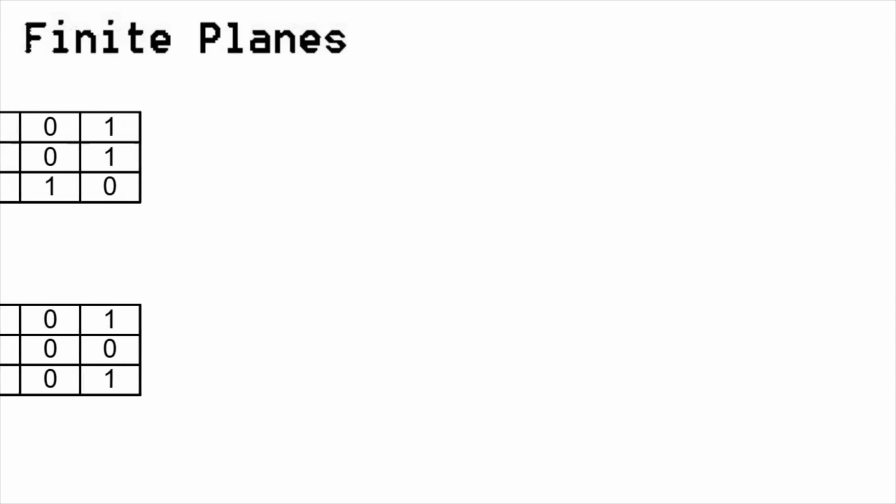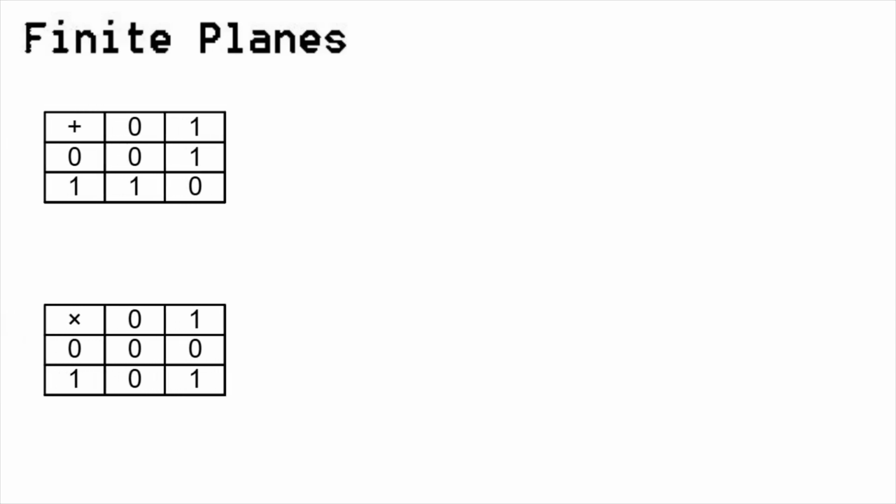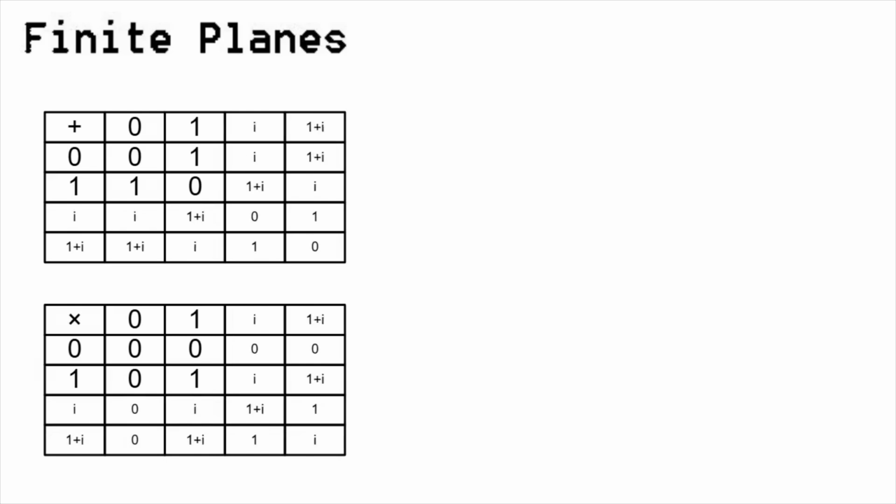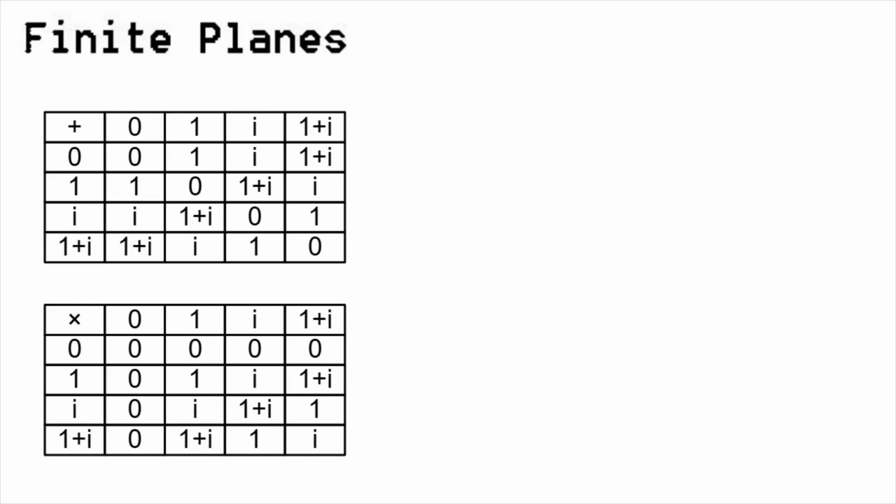What about the field on 4 elements? For the non-algebraists in the audience, this is not the ring of integers mod 4. Instead, it's more like the complex numbers. You start with F2, which is isomorphic to the integers mod 2, and you adjoin an element I, which satisfies the equation I squared equals I plus 1. The resulting addition and multiplication tables look like this, but what does the affine plane look like?